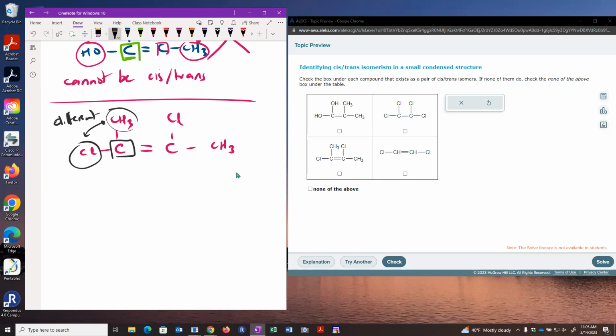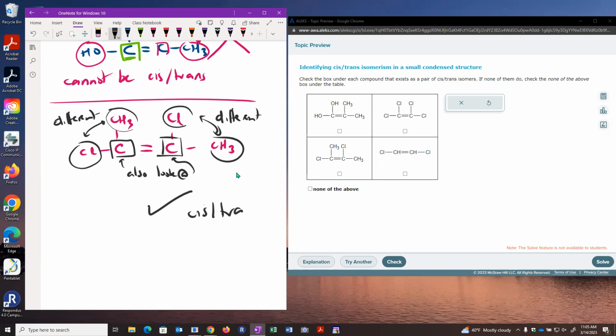Okay, so that means, yes, we can possibly have cis-trans. Then we also need to look at the other carbon, because the criteria needs to be satisfied for both of these carbons. So this carbon is connected to a Cl and a CH3. These are different. And because now both carbons of the double bond are connected to two different things, yes, cis-trans is possible.